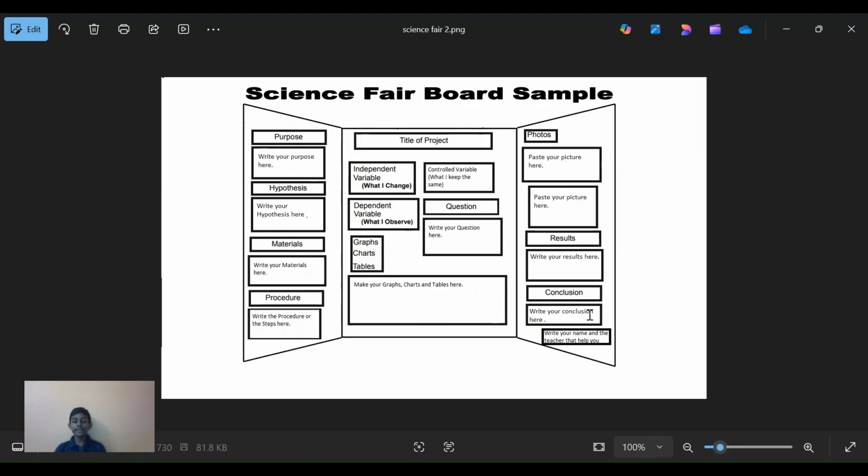The example is if plants are exposed to classical music, then they will grow taller than plants exposed to rock music or no music because the rhythmic patterns of classical music may stimulate cellular activities.